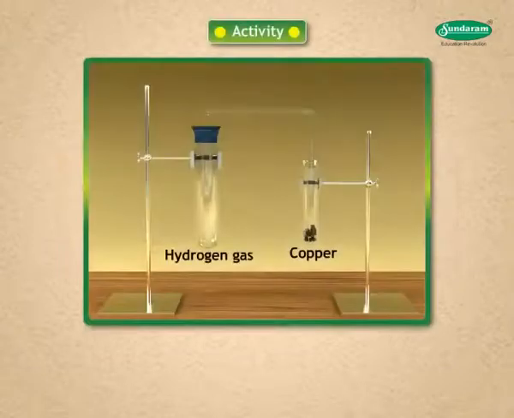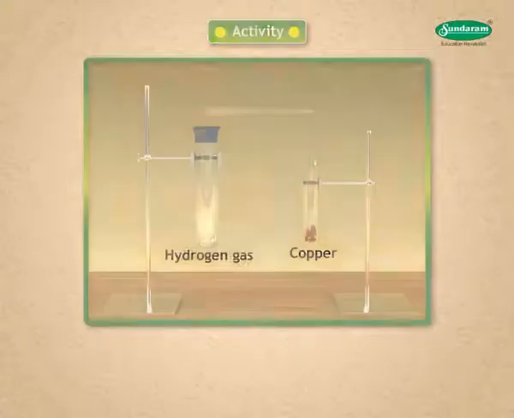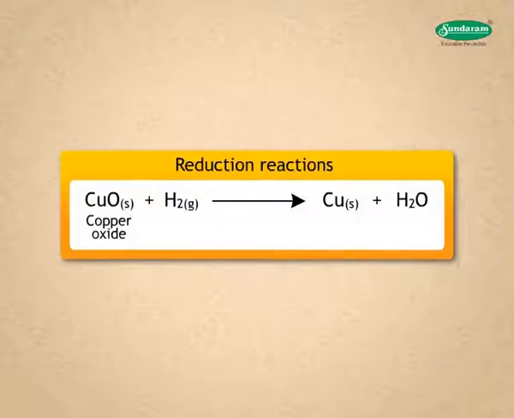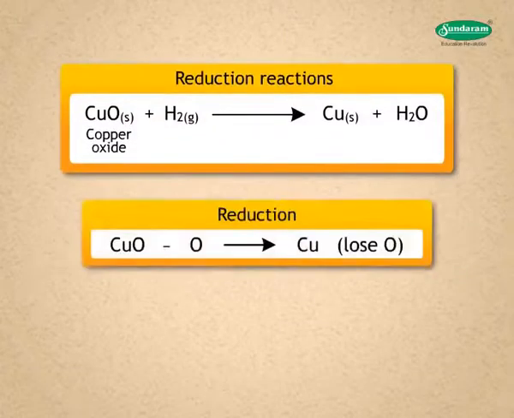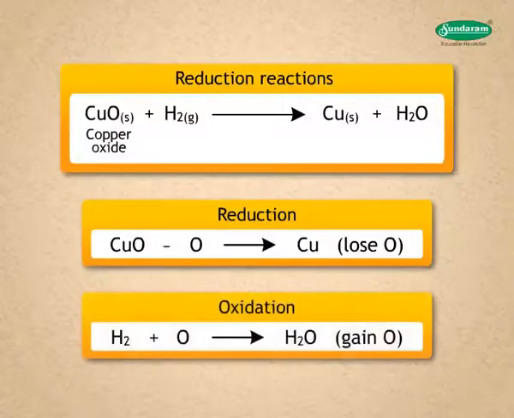When hydrogen gas is passed over black copper oxide, a pinkish brown coating of copper is obtained. CuO solid plus H2 gas gives Cu solid plus H2O. It is a reduction reaction. Why? Because oxygen is removed. During this reaction, CuO loses oxygen atom, hence it is reduced. At the same time, hydrogen is gaining oxygen, hence it is oxidized.